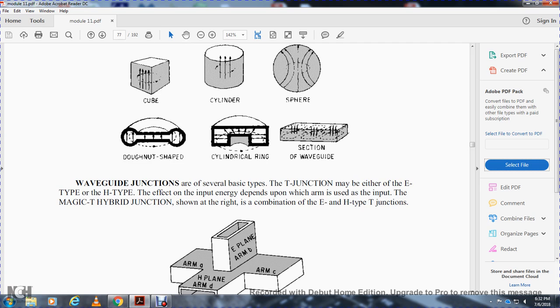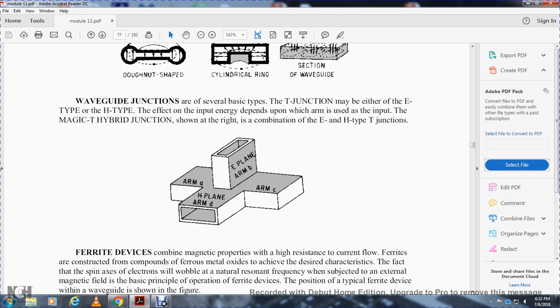Waveguide junctions. There are several basic types of T junction, either the electric type or the magnetic type. The effect of the input energy depends on the arm into which you put the input to the junction. The hybrid junction is shown, a combination of the magnetic and electrical type T joints.